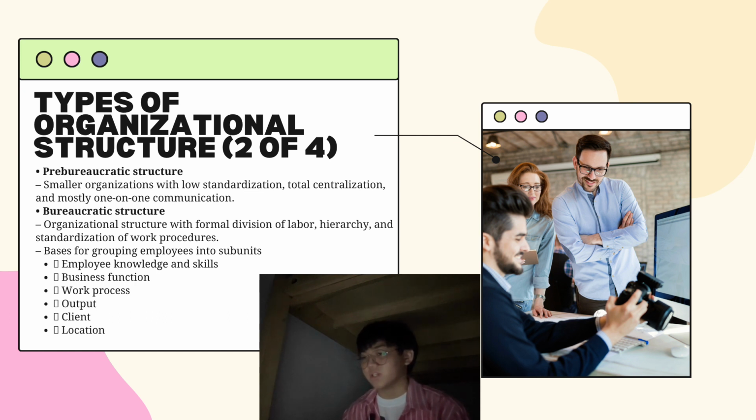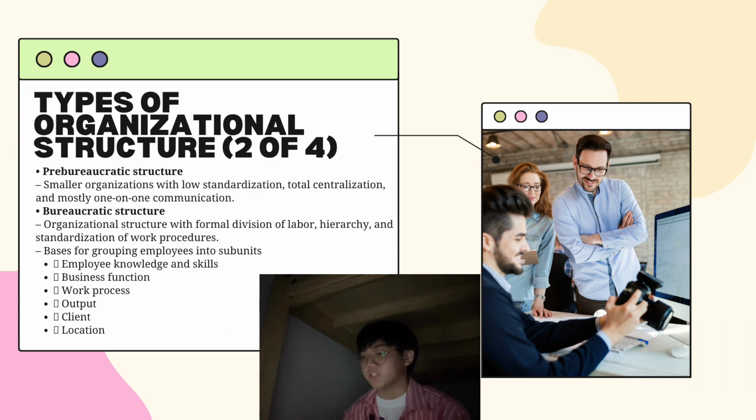In a bureaucratic structure, employees are typically grouped into subunits based on different criteria such as their knowledge and skills, business function, work process, output, client, or location. These subunits allow for specialization and coordination of tasks, which can improve efficiency and effectiveness.